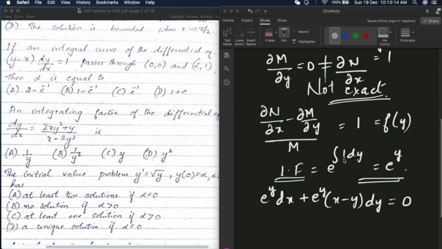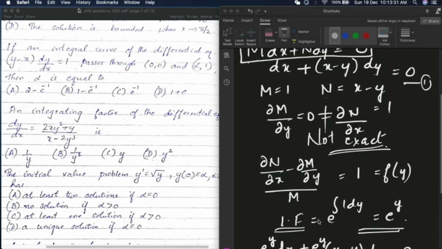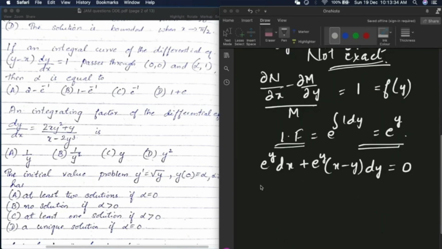So here I have found that dou n by dou x minus dou m by dou y, divided by m, is a constant, so you can consider it as a function of y, and so e raised to integral f(y) dy, that is e raised to integral 1 dy, is the integrating factor. Integrating factor means you have to multiply that equation with this factor, so it becomes exact. So you know the solution.